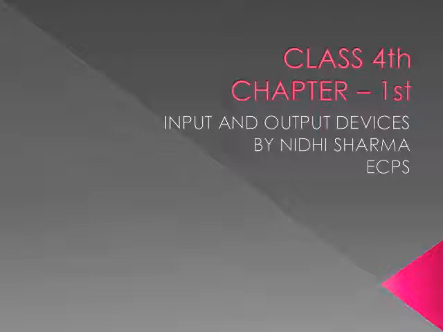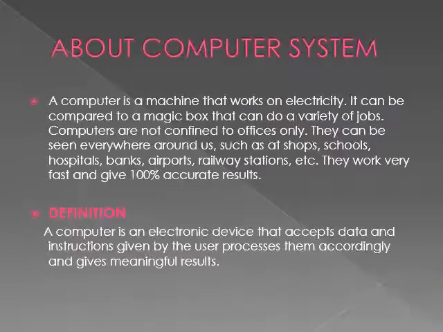So, dear students, today we will study about input and output devices. Before knowing the input and output devices, we will learn about computer system. A computer is a machine that works on electricity. It can be compared to a magic box that can do a variety of jobs.